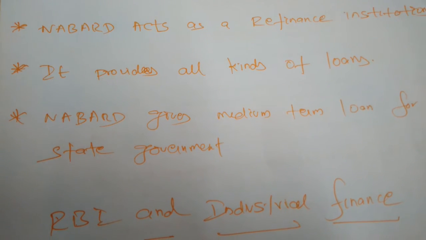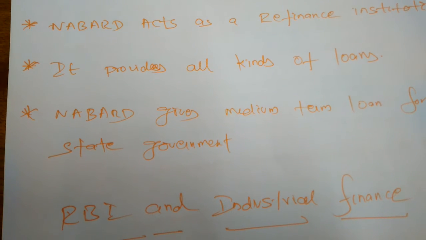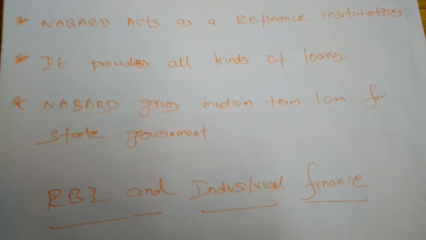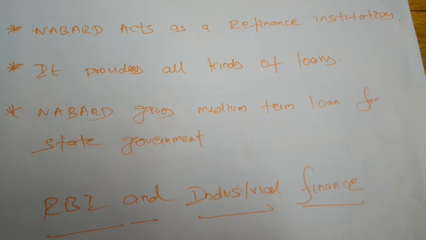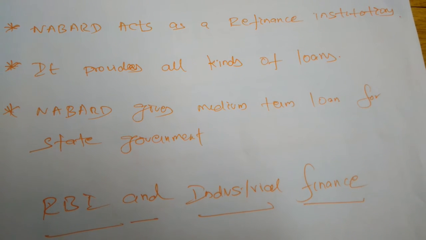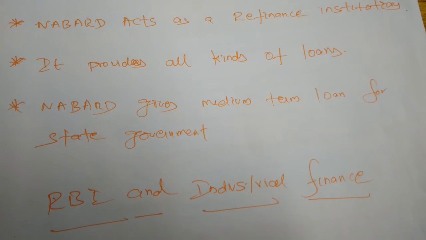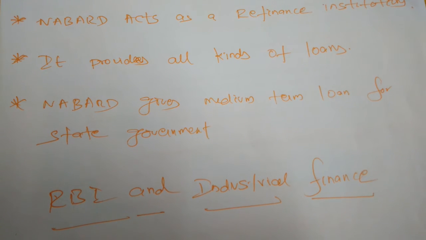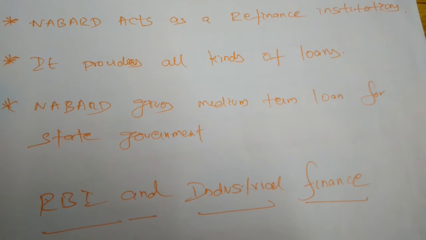Next, it maintains a research and development fund to promote research in agricultural and rural development. So the Nabard Bank also has the responsibility to do research analysis about rural credit and agricultural development. When they do so, we can find out the problems and the reasons. After that, we can give some remedies to resolve the problems.